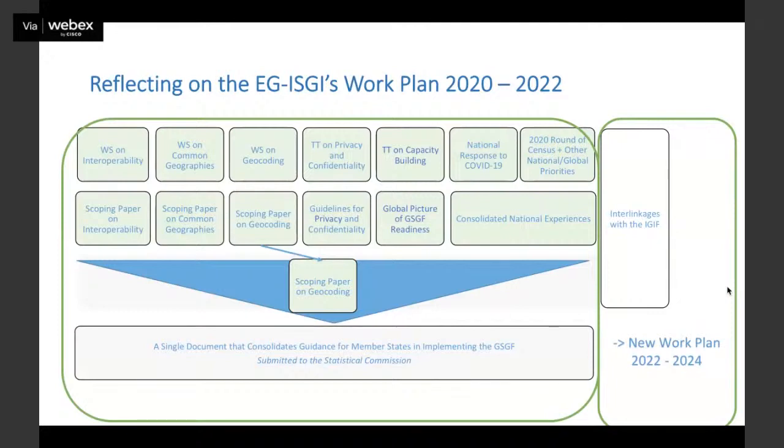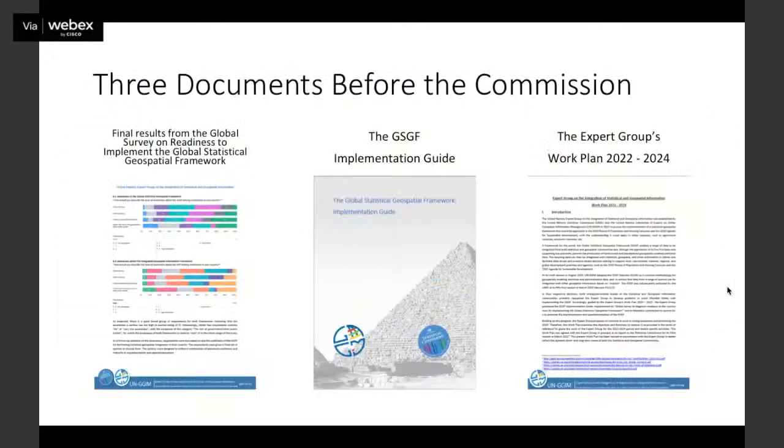And then the ultimate goal of the whole work arrangement was to come up with a single document that consolidates guidance for member states in implementing the GSGF. And this document was to be submitted to the Statistical Commission. Then added to that was to also look ahead and come up with a new work plan for 2022-2024. So this is the framework in which our current work plan was organized.